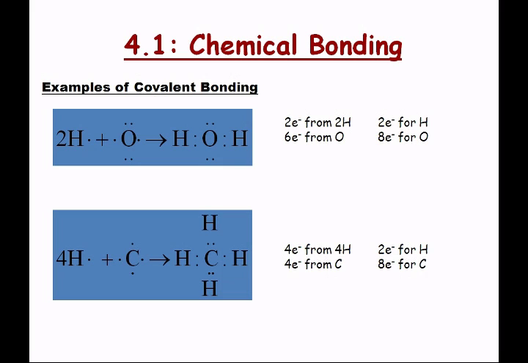Okay, let's try methane. So carbon, how many valence electrons does carbon have? Four, right? Everyone, four. How many more does it need? Four, right? So if I were to combine carbon and hydrogen together, how many hydrogen atoms would I need? Four. Good job, guys.